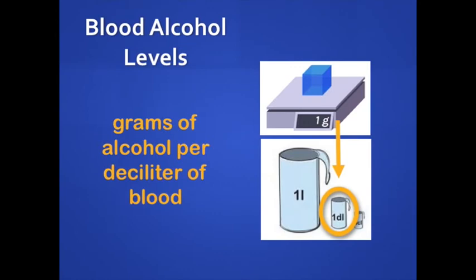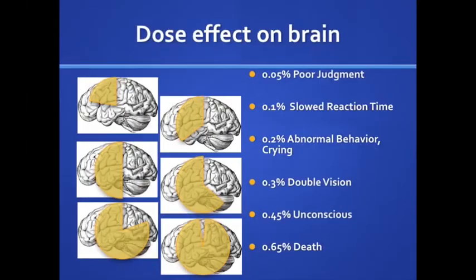Blood alcohol levels are expressed as a percent. The actual calculation of this number is complex, and I would not expect you to know how to do it. Instead, understand that the number represents the amount of alcohol in the bloodstream that is measured by grams of alcohol per deciliter of blood. This slide illustrates the progression of brain damage that comes with progressively larger amounts of alcohol in the blood. It's important to note that these numbers are for the normal alcohol-naive person.